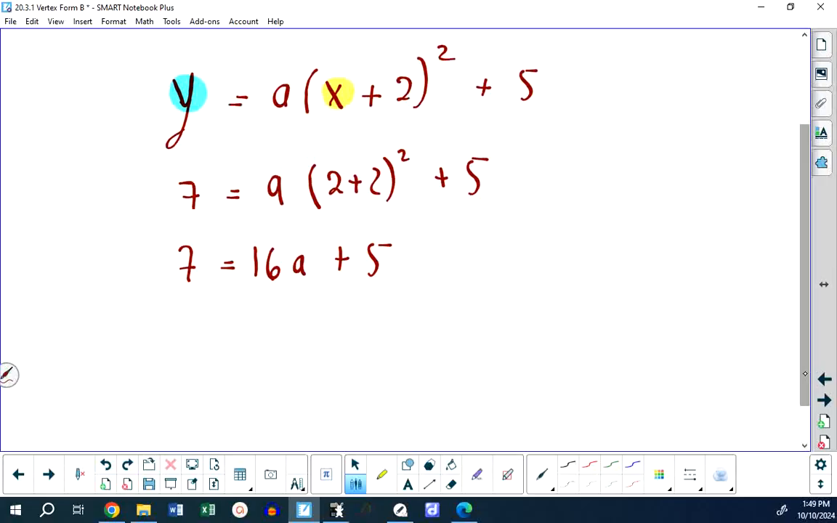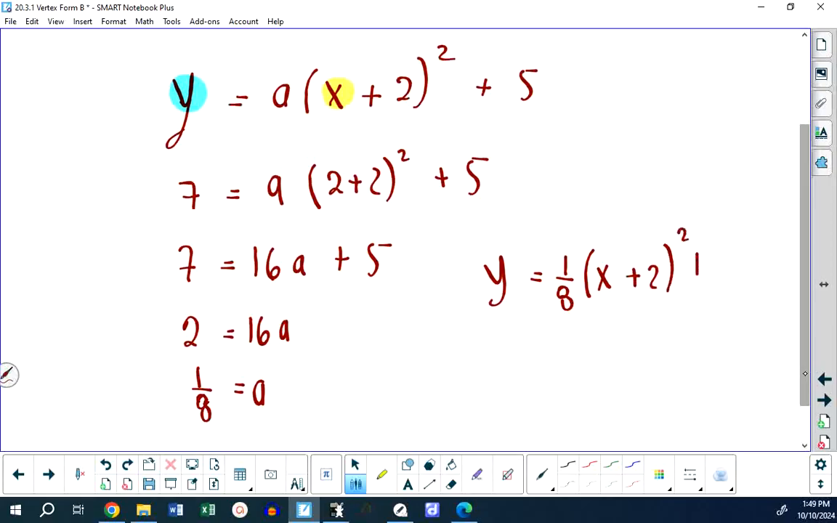Solving that is a junior high-ish kind of question. Subtract 5 from both sides. Divide both sides by 16 to get 1/8. 2 over 16 is 1 over 8. So the function is 1 over 8 times x minus negative 2, which was p, quantity squared plus 5.